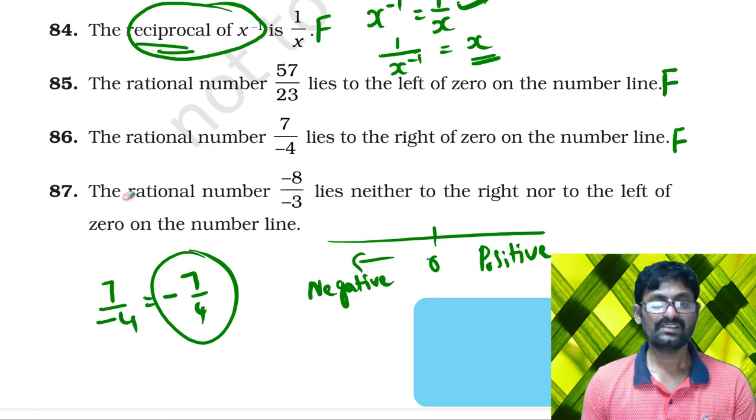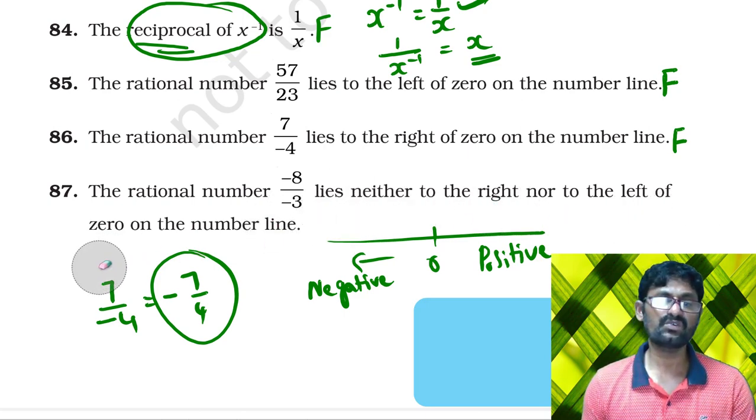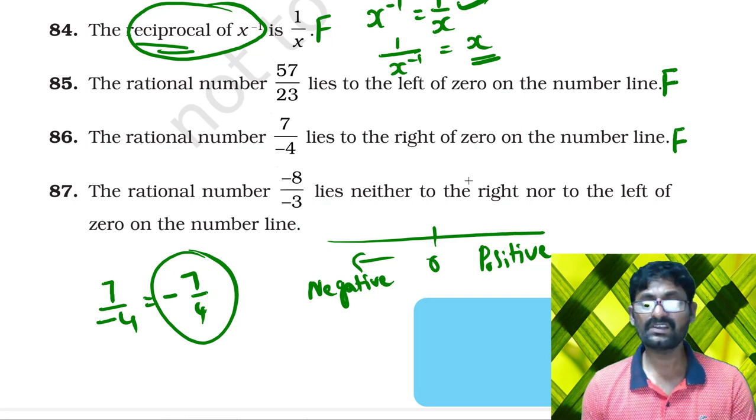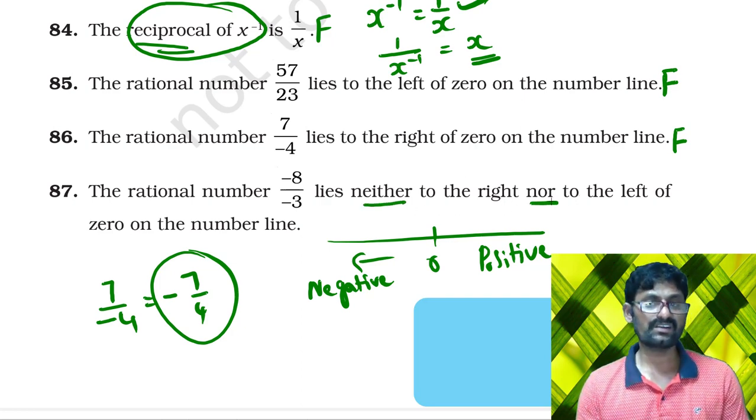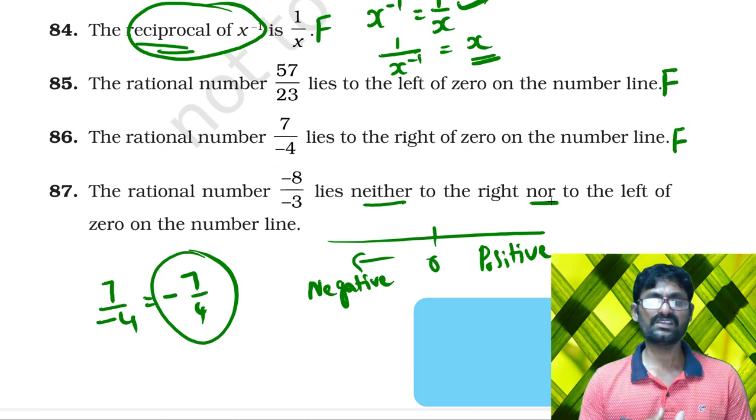Next, 87. The rational number negative 8 by negative 3 lies neither to the right nor to the left of 0 on the number line. What does it mean? Neither nor means both are not correct. Neither right nor left means negative 8 by negative 3 is not at the right and not at the left. That is the meaning of this one.